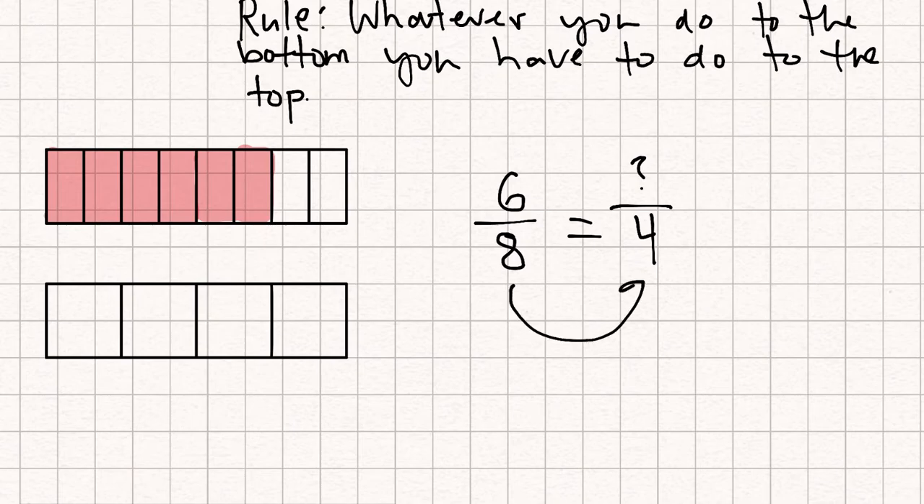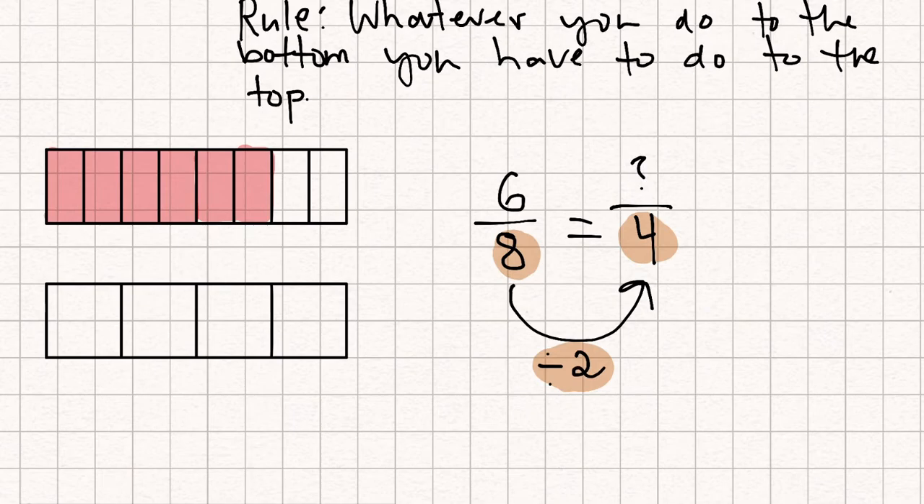So what did I do to the bottom? How did I get from 8 to 4? Well, we're using division in this case because we're getting smaller. So let's see, dividing by, now we can kind of ask a question. 8 divided by what equals 4? So we're going to have to use our knowledge about division facts and factors here. I happen to know that 8 divided by 2 equals 4.